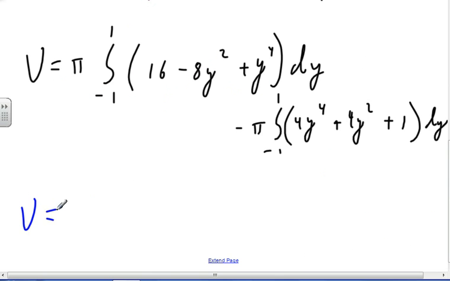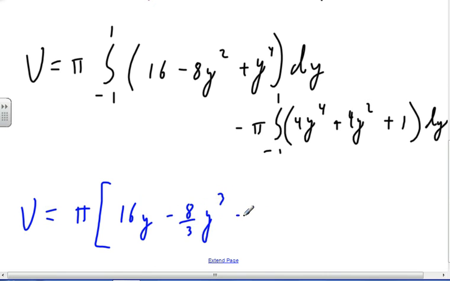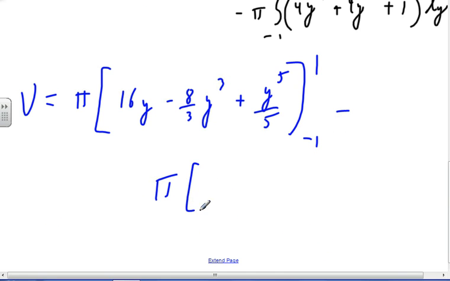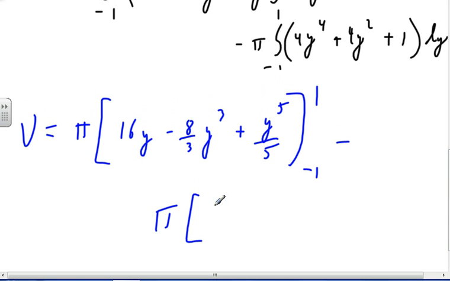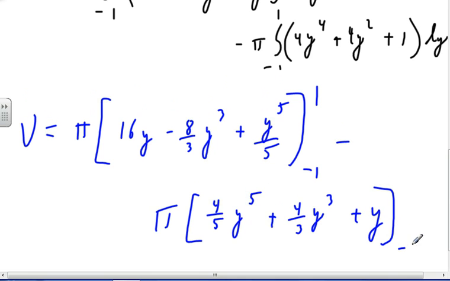Alright, so the volume equals pi times 16y minus 8 over 3 y cubed plus y to the fifth over 5, from minus 1 to 1, minus pi times 4 fifths y to the fifth plus 4 thirds y cubed plus y, evaluated from minus 1 to 1.